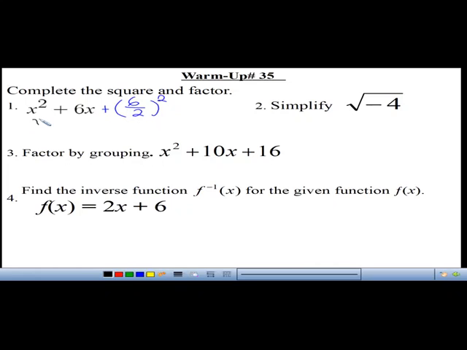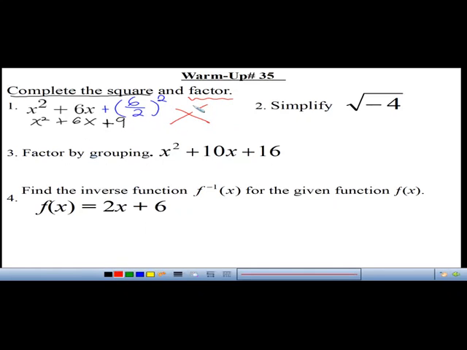So I bring down the x squared, I bring down the 6x, and then I have, what is 6 divided by 2? 3. What is 3 squared? 9. What we just did, we completed the square. What is that called? Complete the square. We need this for what's coming pretty soon with other functions that we're going to be looking at, okay? However, next step, what are they asking us to do? Well, they're asking us to factor, Mr. Q, all right?